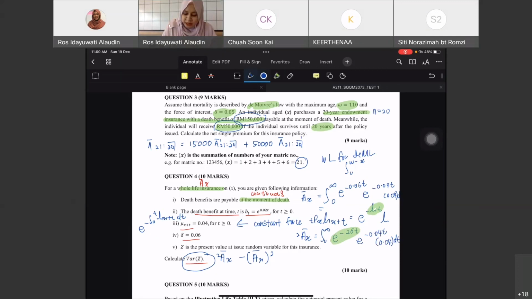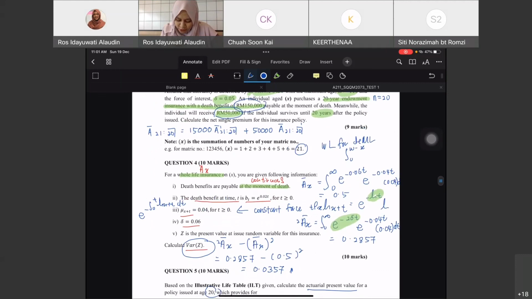So here we will get 0.5, and here we will get 0.2857. So to find the variance, you just plug in 0.2857 minus 0.5 squared, and the answer would be 0.03557.